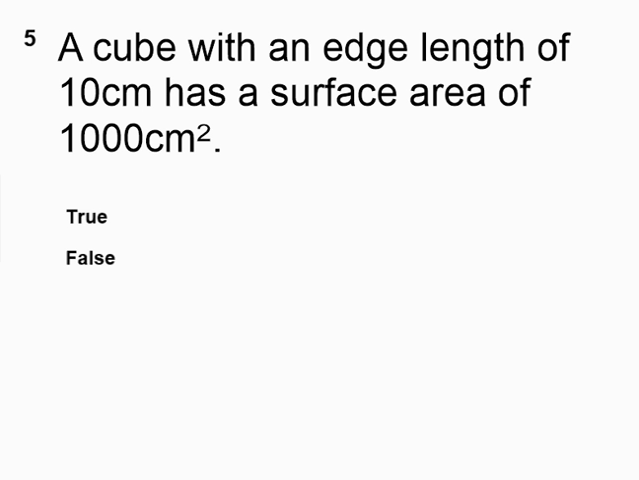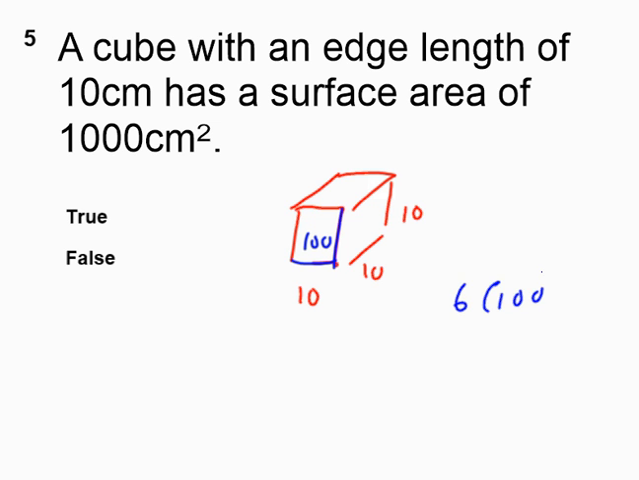Question number 5. A cube, so probably draw it, with an edge length of 10 has a surface area of 100. Well, remember, this face here, if it's 10 by 10, would have an area of 100 square centimeters. And there are 6 of them, so 6 times 100 equals 600. The surface area is actually 600, not 1,000, and therefore it's false.